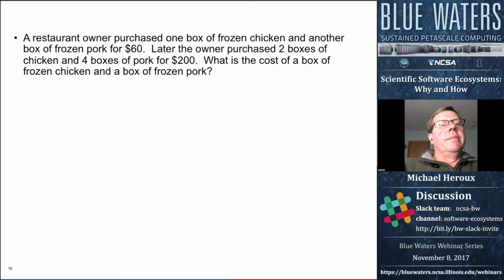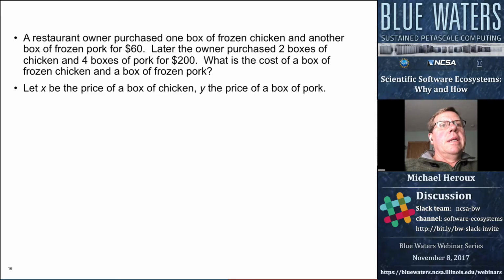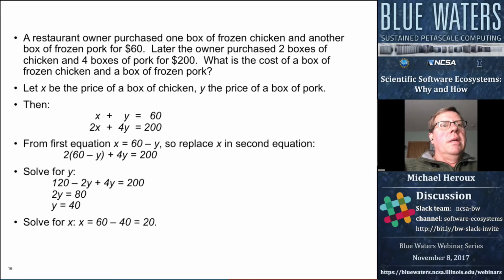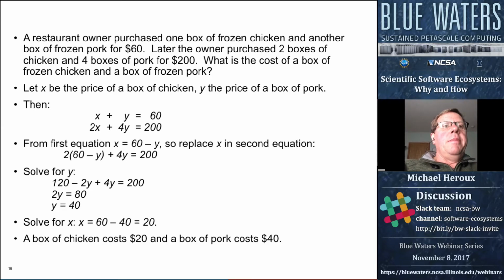Here's a different problem. Okay, now we have frozen chicken and frozen pork. And so now we have 2 boxes of chicken and 4 boxes of pork. Again, we can define variables, set up the equation, and solve again. And guess what? It's the same answer.